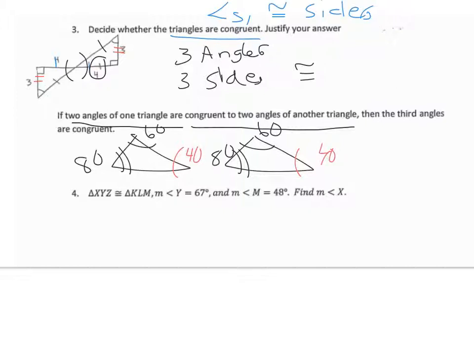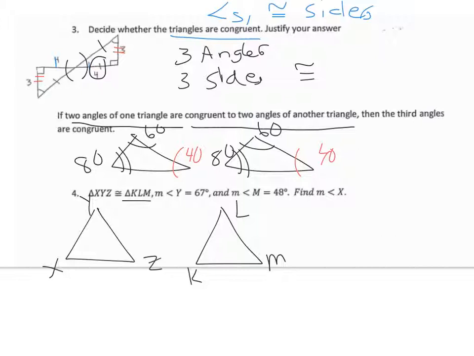Okay, so in triangle XYZ, we should draw out a triangle. It's always easier. X, Y, Z. And draw a triangle KLM in the same orientation. So X has to match up with K, Y has to match up with L, and Z has to match up with M. So if I know that angle Y is 67, I know that angle L has to be 67. And if angle M is 48, then I know that Z has to be 48.